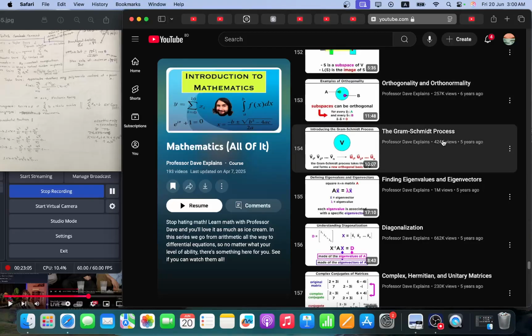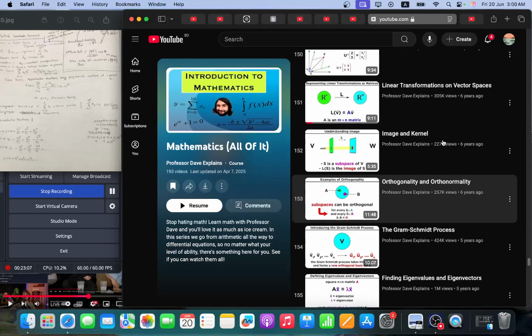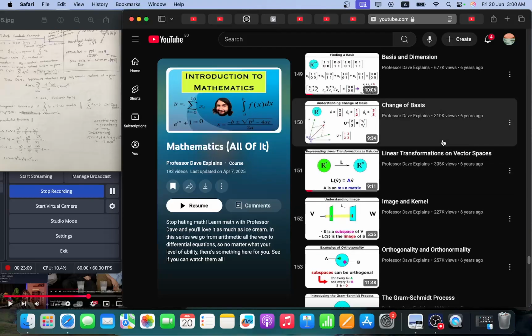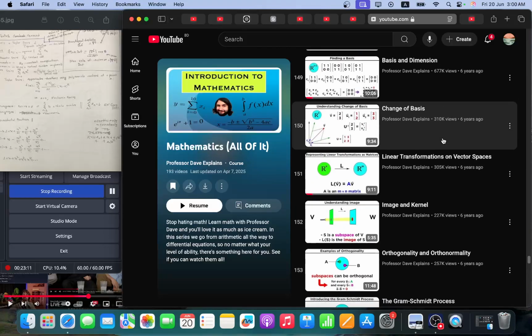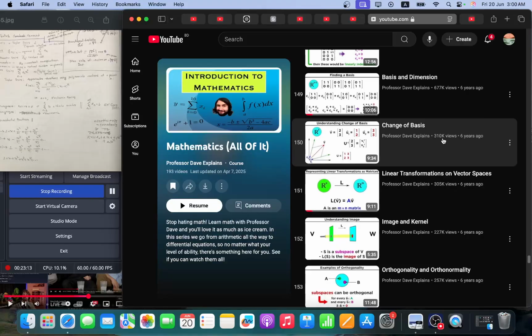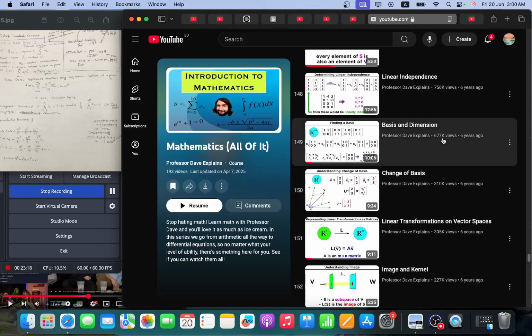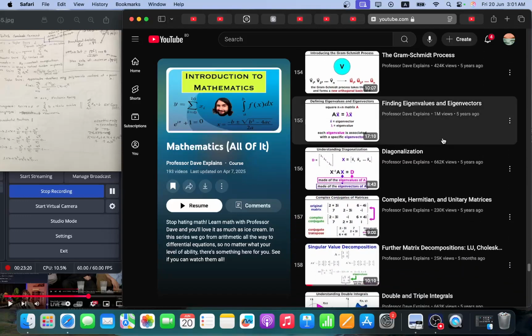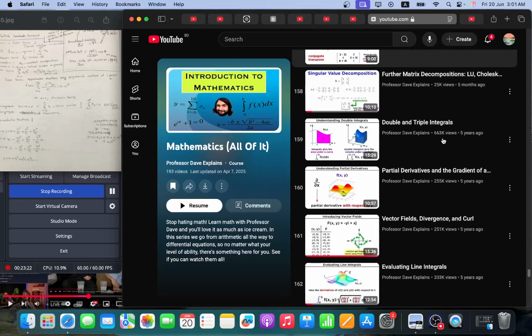The Gram-Schmidt process, I don't know any of these. Image and kernel, linear transformation through vector spaces, basis and dimension, linear independence. So these are like new topics alien to me.